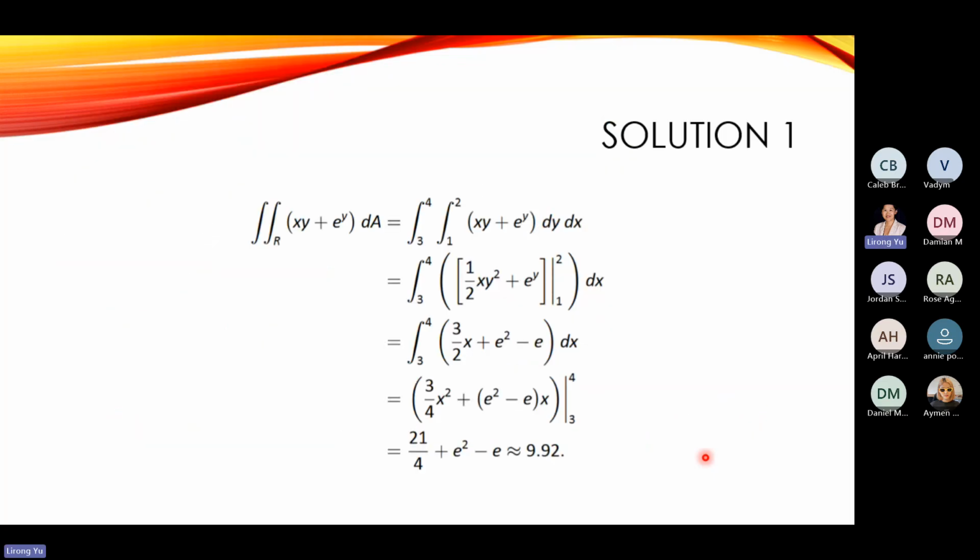And you can compare that with the textbook solution. This is a much more well-written solution, but I'm trying to present it in a step-by-step manner. The final answer is 9.92. Any questions?